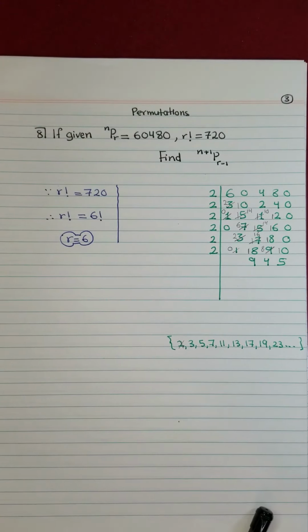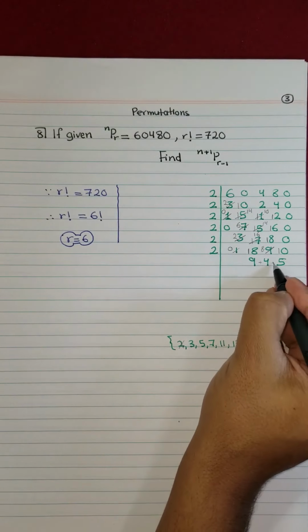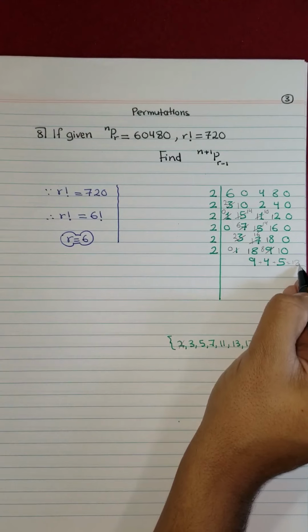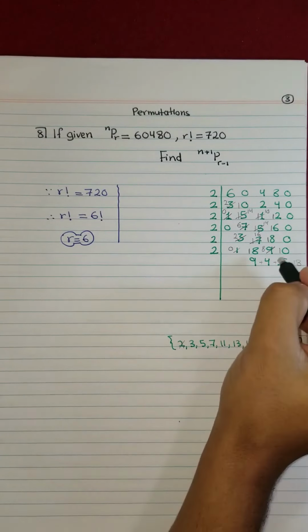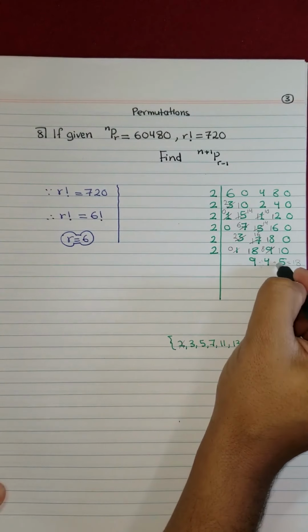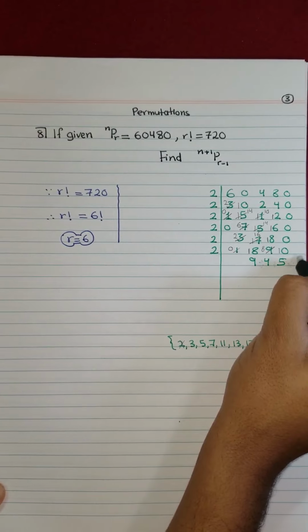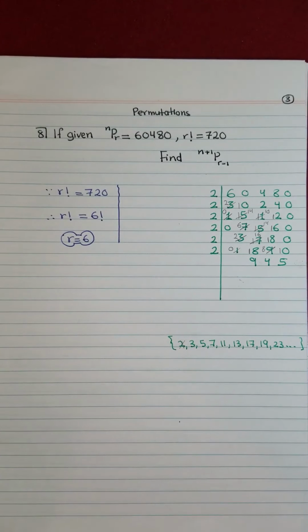Okay, so let's now try 3. 9 plus 4 plus 5 is 18. 18 is divisible by 3. So this number is also divisible by 3. So let's do that then. Let's divide this number by 3. Okay, so dividing by 3. So let's choose 3 here.